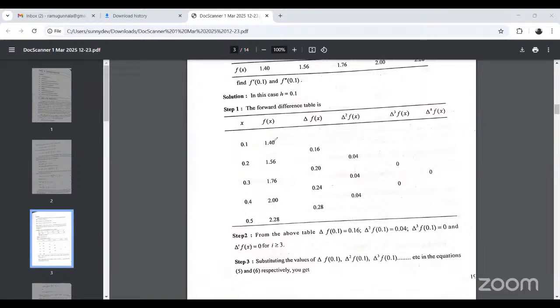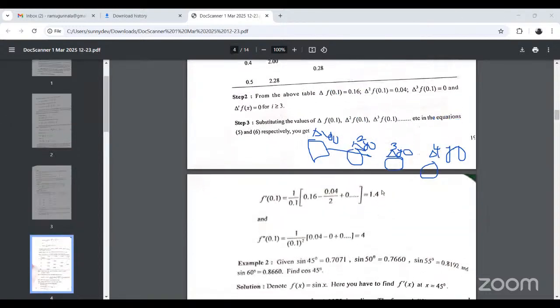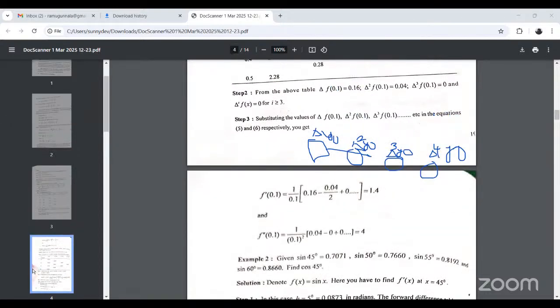Now the next step: we need to find delta y naught and delta square y naught. So this is the delta y naught value, this is delta square y naught, this is delta cube y naught, and this is the delta power of 4 y naught value. Okay. Now all the values we have.